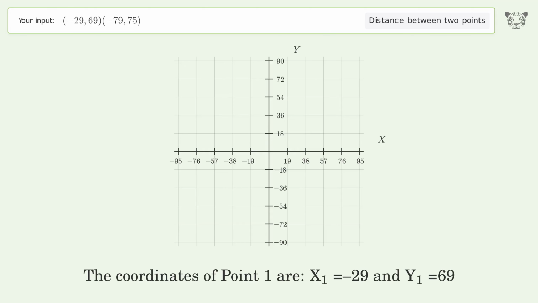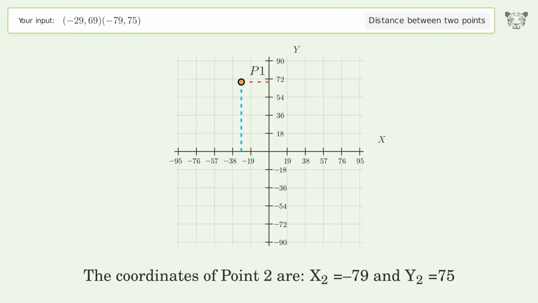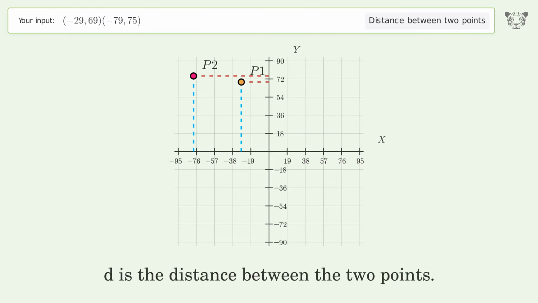The coordinates of point 1 are x1 equals -29 and y1 equals 69. The coordinates of point 2 are x2 equals -79 and y2 equals 75. D is the distance between the 2 points.